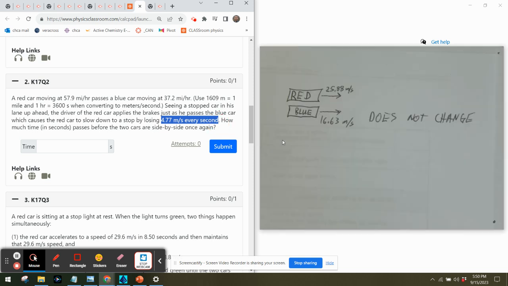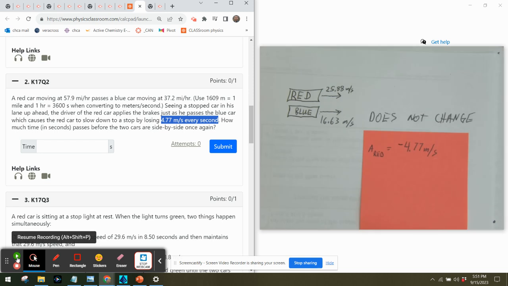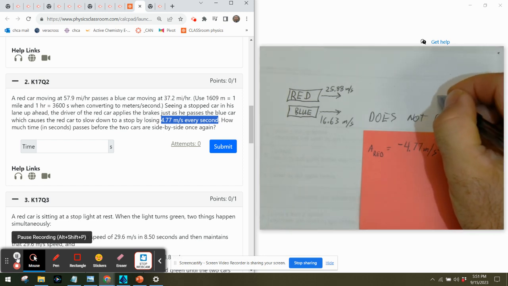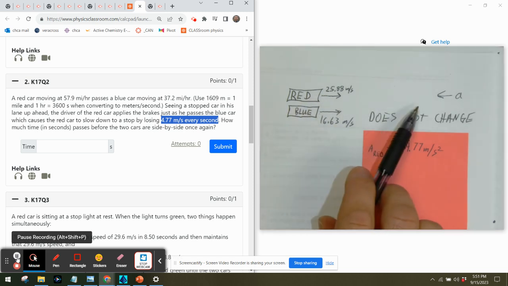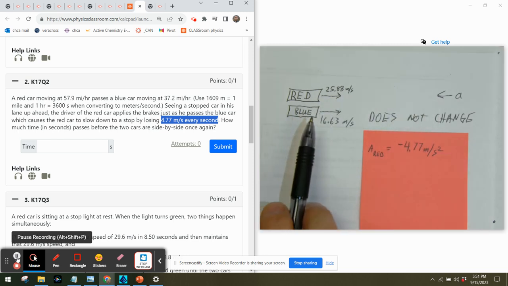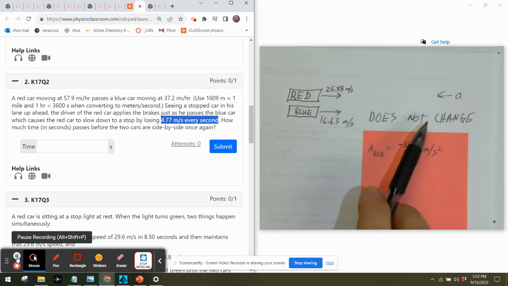So one thing that's going to tell us is that the acceleration of the red car is negative 4.77 meters per second per second. Now, all this negative sign is telling us is that the acceleration is happening in that direction on the red car. And ultimately the question is, the red car is going to come flying past, start slowing down, and eventually the blue car is kind of like the turtle. It's going to eventually catch up again.